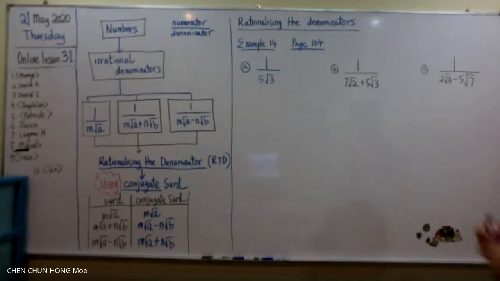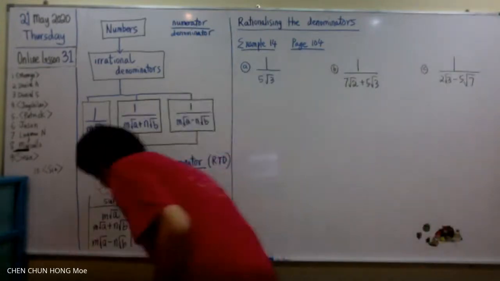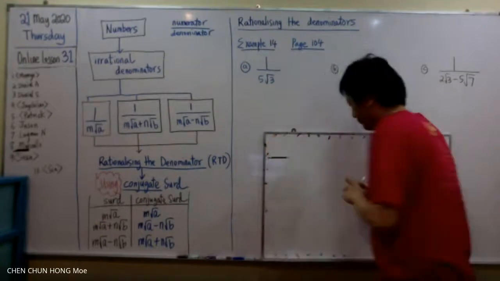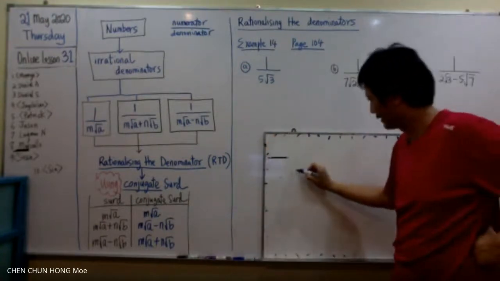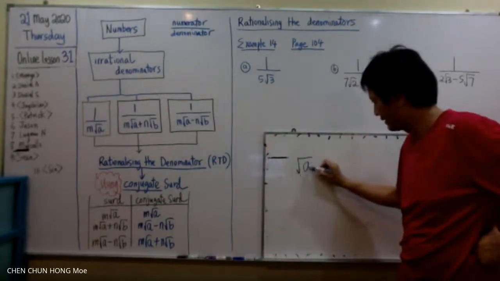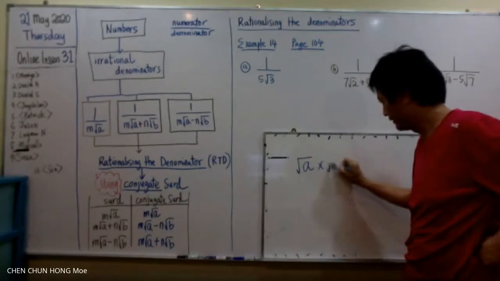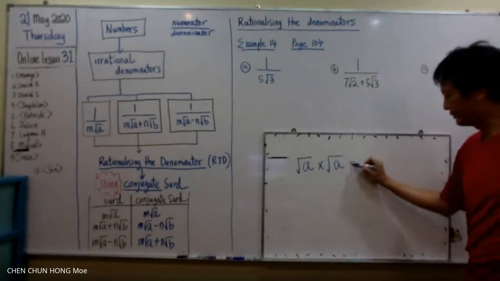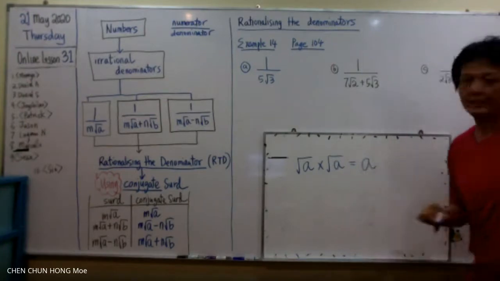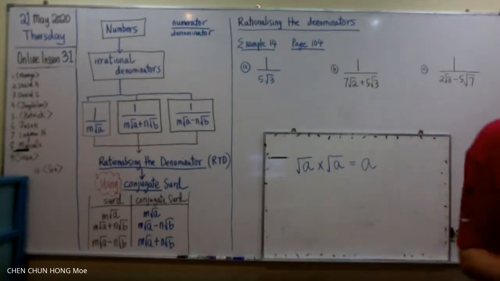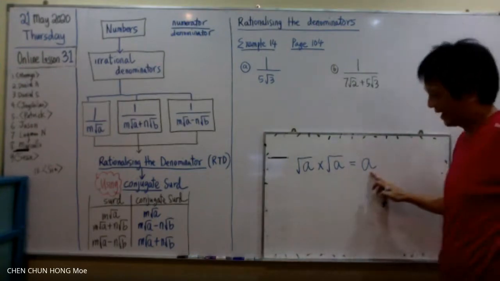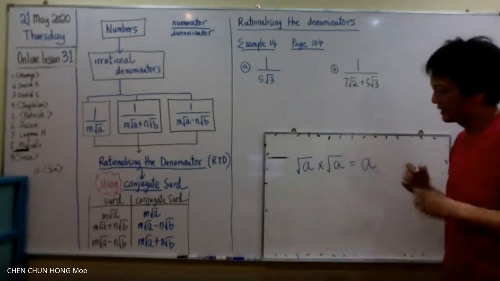Okay, so before we start, I think we still have to recall this. I'll put this up first. I think I need to write this again. So square root of A times square root of A, you get A. These two cancel each other because of the square.